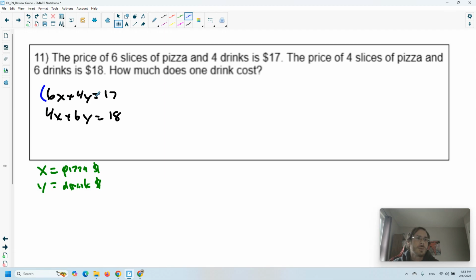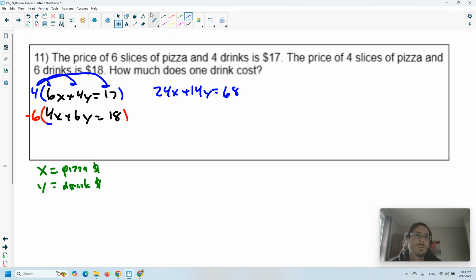So just like the last one, we're going to multiply this one by 4. And again, we can multiply this one by -6. If we tried to add them, we'd get 10 and 10. Doesn't work. You got to get 0 if you want to add them. So let's go for it. We got no letters by itself, so elimination is great if we're doing it by hand. So 24x plus 14y equals 40, and 28 is 68.